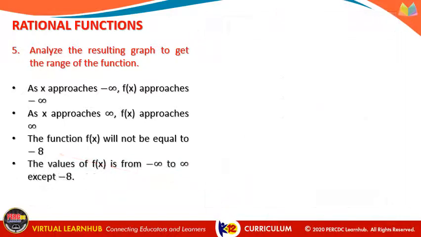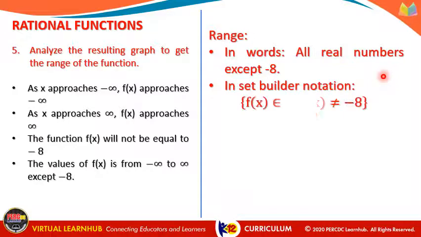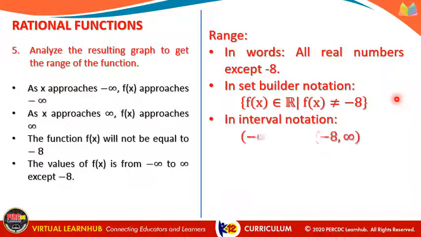Sige, let's now state our answer. So, the range of the function is all real numbers except negative 8. In terms of set builder notation, f of x is a real number such that f of x is not equal to negative 8. Or in interval notation, it's this one. So, negative infinity to negative 8, union of negative 8 to infinity. Again, hindi kasama yung saktong negative 8, kaya open interval yung gagamitin natin.